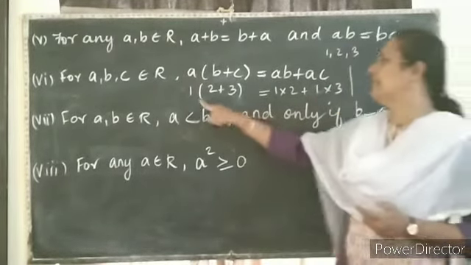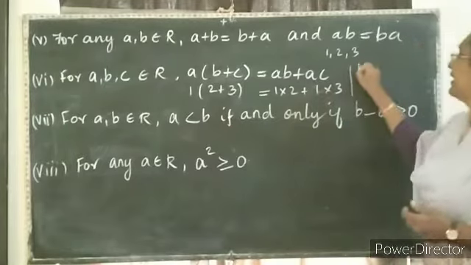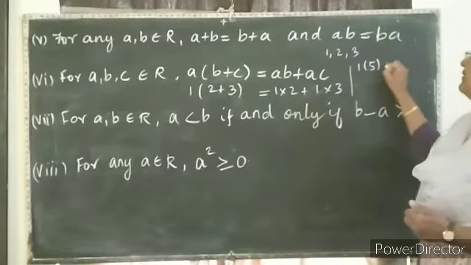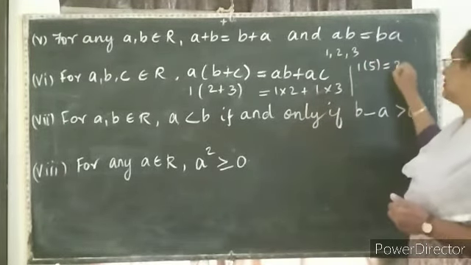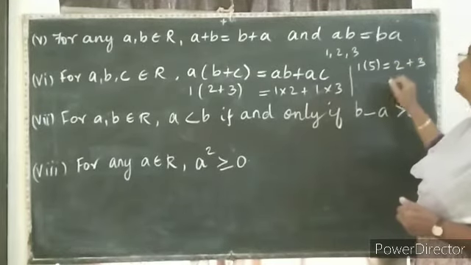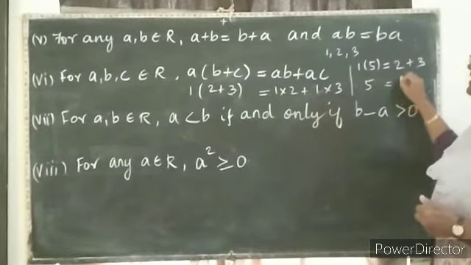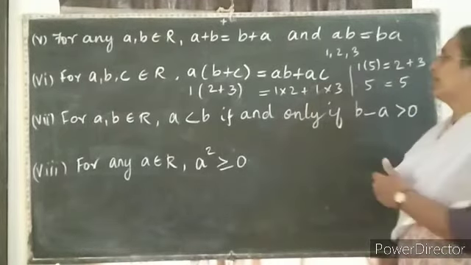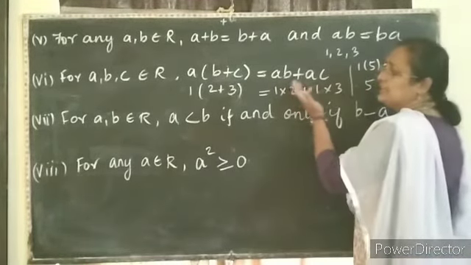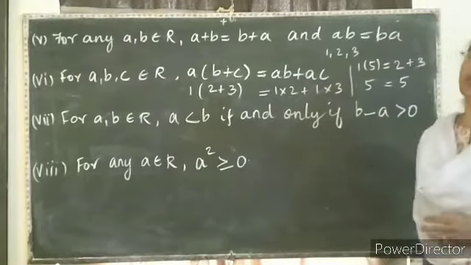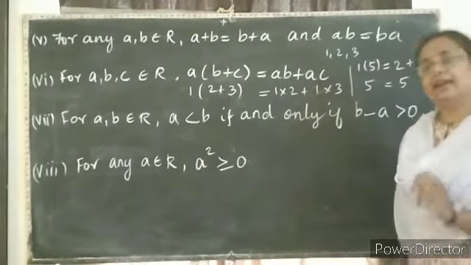Now look into this. What will be the answer? 1 into (2 plus 3) is 1 into 5, which is 5, equal to 1 into 2 is 2 plus 1 into 3 is 3. So the answer is 1 into 5 is 5. Again 2 plus 3 is 5. Okay, so we have verified this property, that is the distributive property holds for the real numbers.